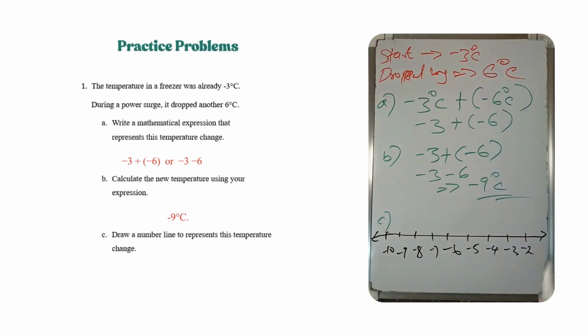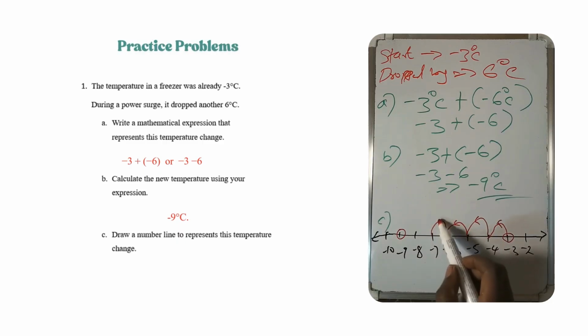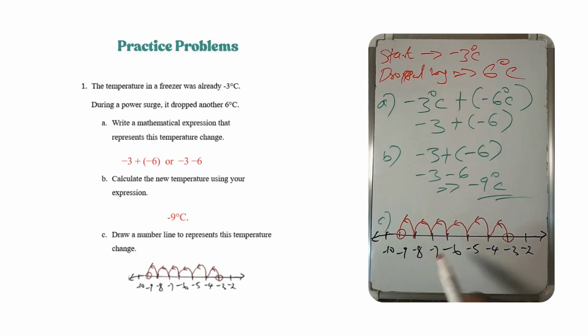We're going to start at negative 3. Negative 3 is here, so let's start at negative 3. And then negative 9 is here. Let's show the direction: 1, 2, 3, 4, 5, 6. That 6 shows the drop, so it dropped by 6. So that's the number line, and the number line shows the drop.